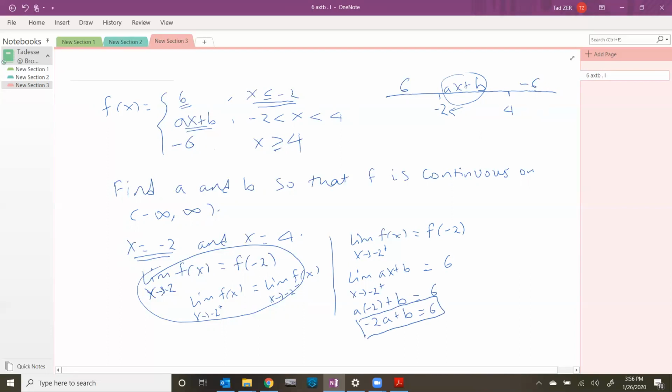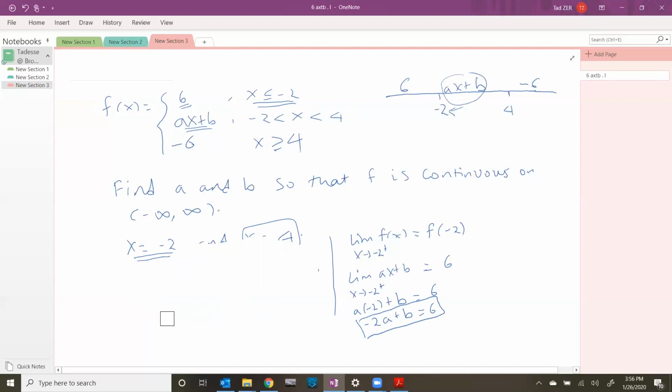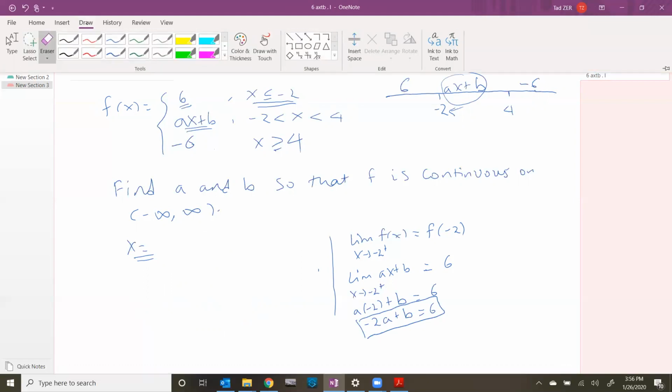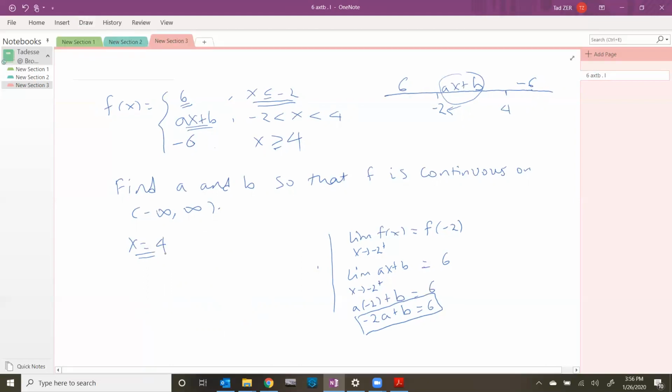Okay, let's do the same thing for x equal to 4. If it is continuous at x equal to 4, this means the limit of f of x as x approaches 4. Now, because I'm looking at 4, I will say from the left, and the value at 4 is this guy. So I will say x approaches 4 from the left equals the value of the function at 4.